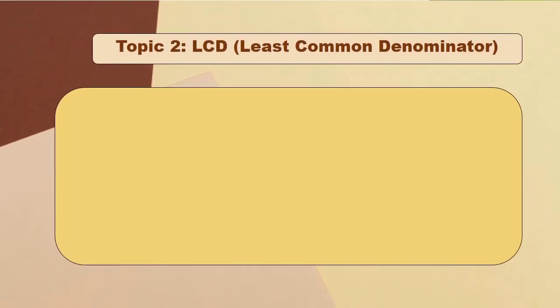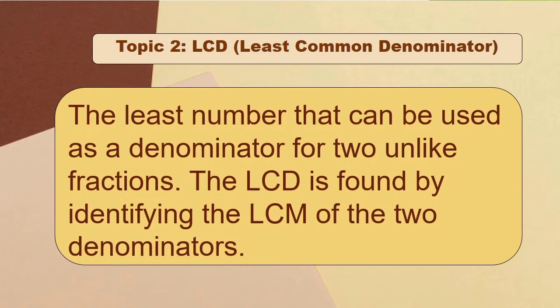Let's proceed to topic number 2. LCD, or least common denominator. The least number that can be used as a denominator for two unlike fractions. The LCD is found by identifying the LCM of the two denominators.